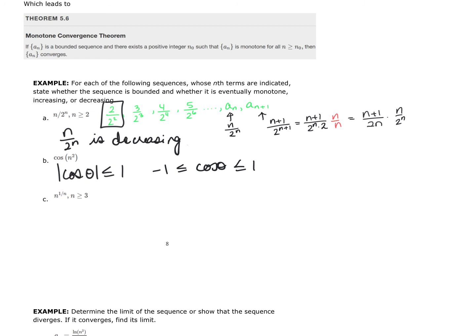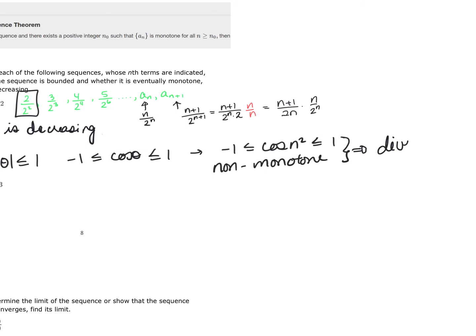The thing about sine and cosine is that if I have -1 less than or equal to the cosine of n squared less than or equal to 1, it's bounded, but it's not continuously decreasing or increasing. Cosine has the wave, a cosine wave. So this is going to oscillate between -1 and 1. And so even though it's bounded, it's not monotonic, so non-monotone, which, because it's bounded and not monotone, that means the series is divergent.